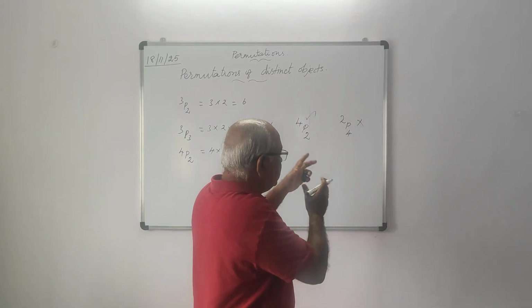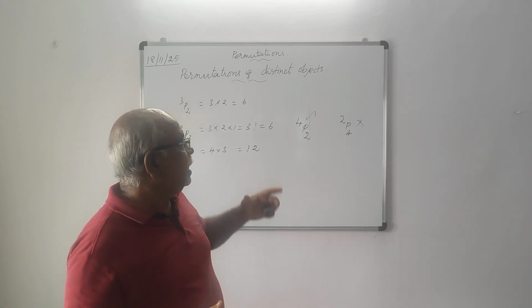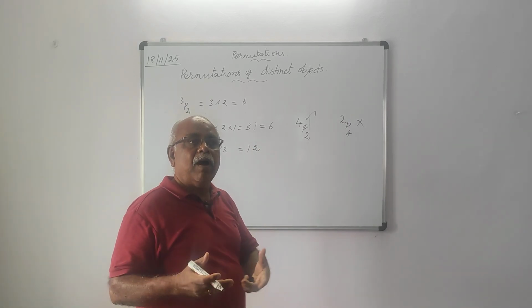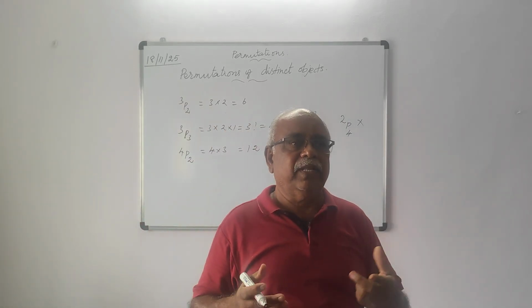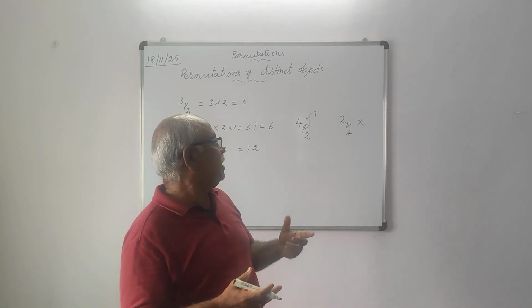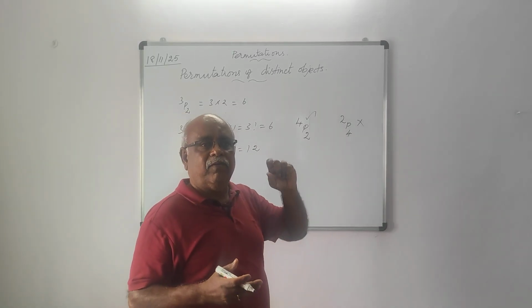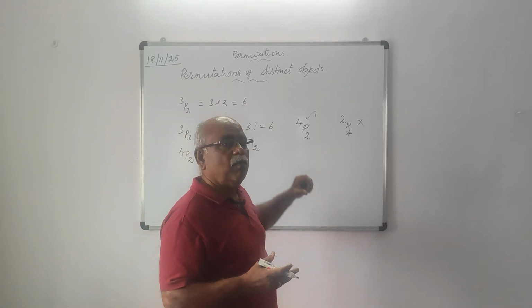You will consider these things in your mind, and I am going to derive NPR, the number of permutations of n things taken r at a time, in our next video. Okay, we will see the general formula in the next video.